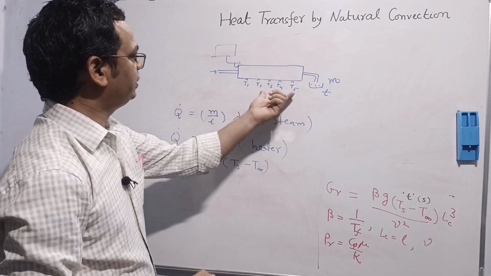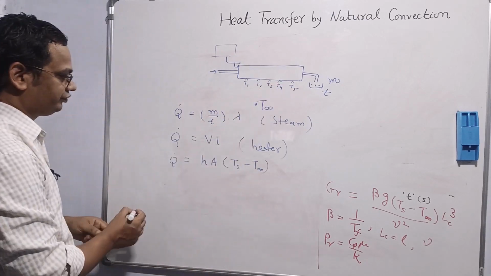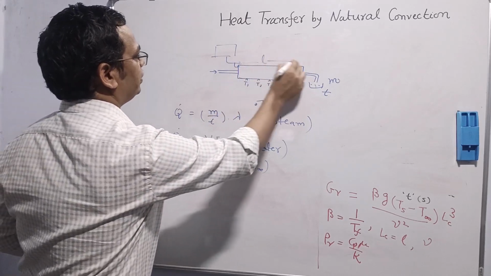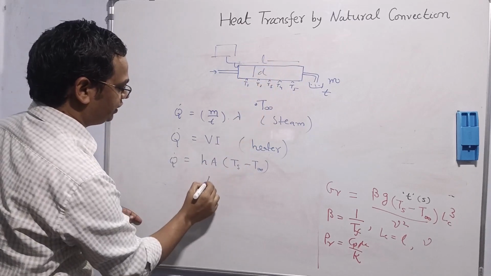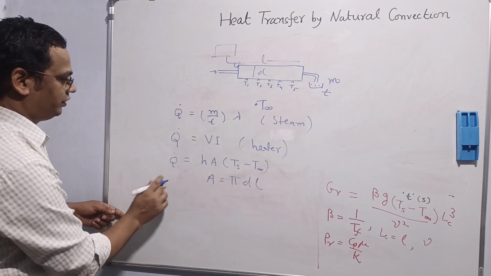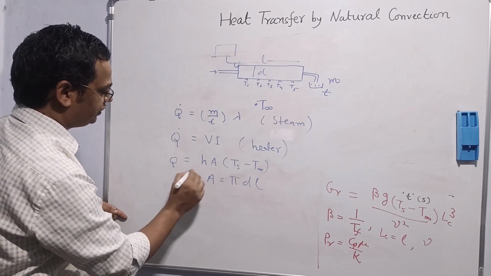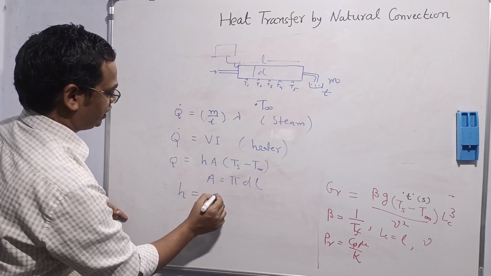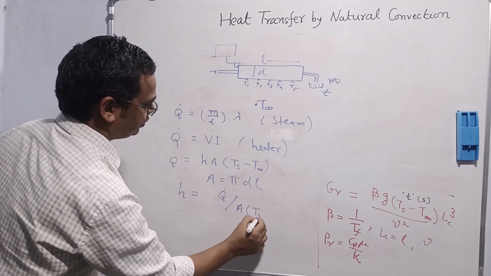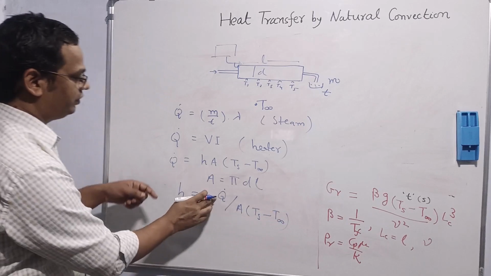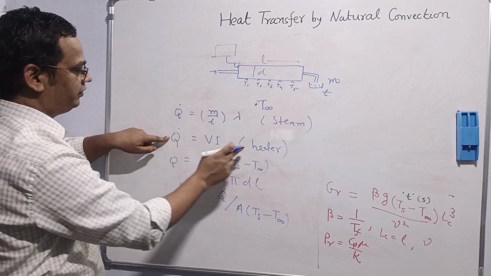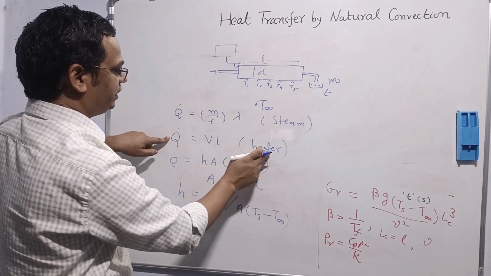Ts is the average of all the surface temperatures. Area will be pi d L. Suppose this is the L, diameter d, so area will be pi d L. So from here we can find h. This is the experimental approach: Q dot by A, Ts minus T infinity. Q dot means either this one if steam is there in the setup, otherwise this one if heating is provided by heater.